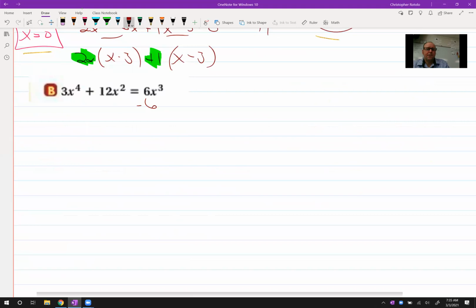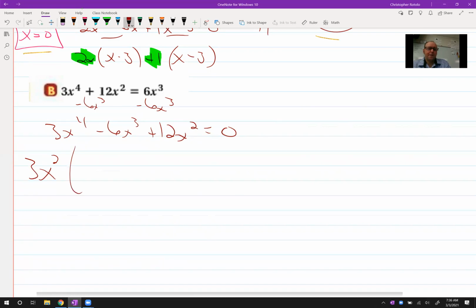Okay, so we're going to move our 6x cubed over, minus 6x cubed. Now I do want them in order, so 3x to the fourth minus 6x cubed plus 12x squared equals 0. And this time the GCF is going to be even better than just x, right? Because it has at least 2 in all of them, so it's going to be x squared. I also look at the numbers and I have 3, 6, and 12, so let's divide it by 3. So 3x to the fourth divided by 3x squared is just going to be x squared, minus 2, take away 2 of the x's, I still have 1, plus 12 divided by 3 is 4, and we're going to take away both the x squareds.